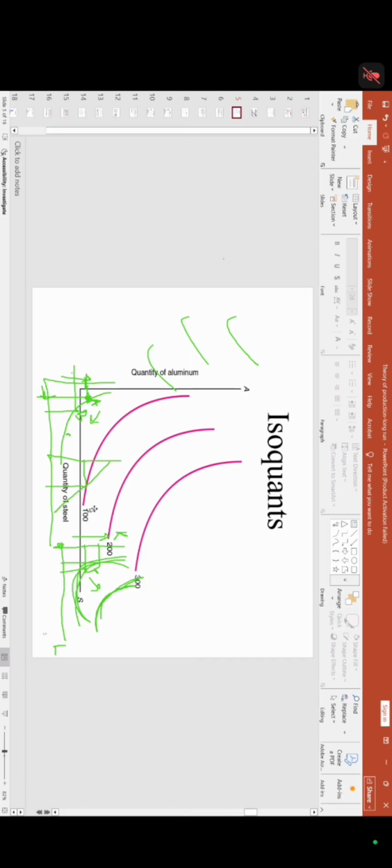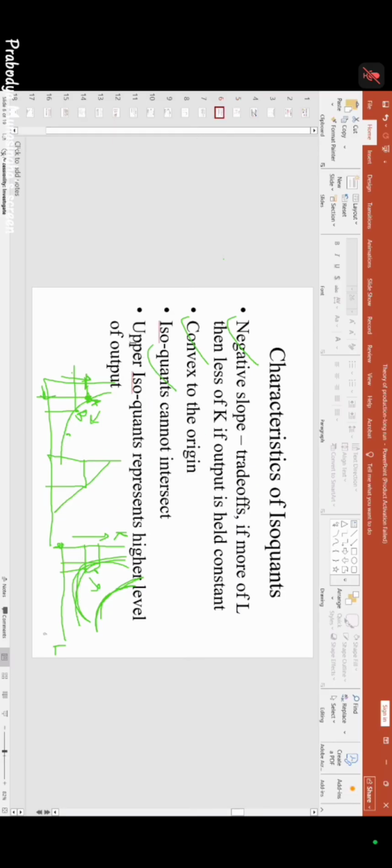And in 2018, you increased your production. When you increase production, you cannot represent it with the same curve because that curve is for this much output. It shows how the quantity of inputs changed for that output. So in characteristic terms, the upper isoquant represents the higher level of output. Also, the lower isoquant represents the lower level of output.